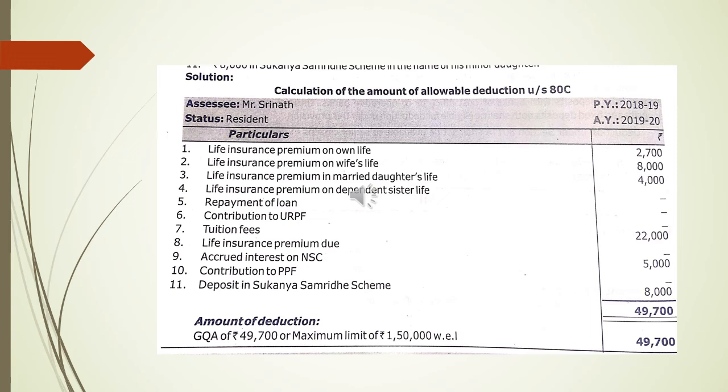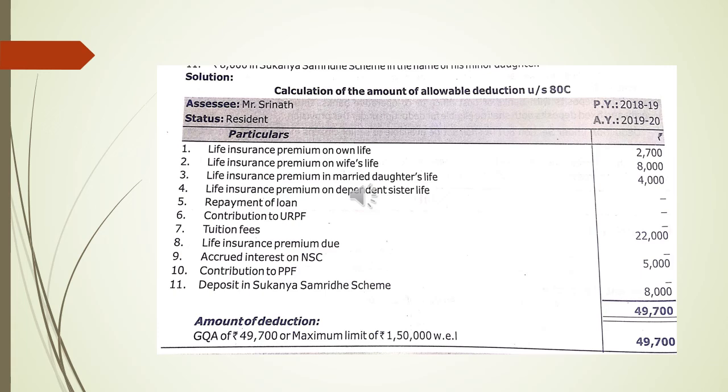Life insurance premium on married daughter, whether the daughter is dependent on you, independent, or married or unmarried, but still you can claim as deduction. Life insurance premium on dependent sister's life cannot be claimed as deduction. Repayment of loan taken from LIC for purchase of commercial house property cannot be claimed as deduction under 80C. If it is any housing society like HDFC or any other housing schemes, interest is allowed as deduction but not the repayment of the principal amount.